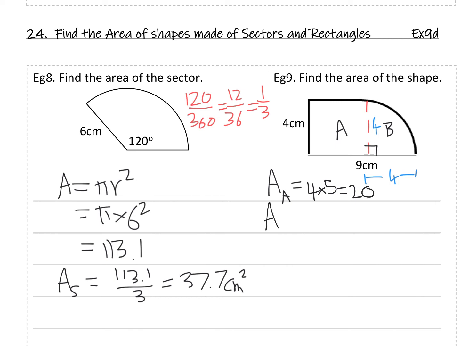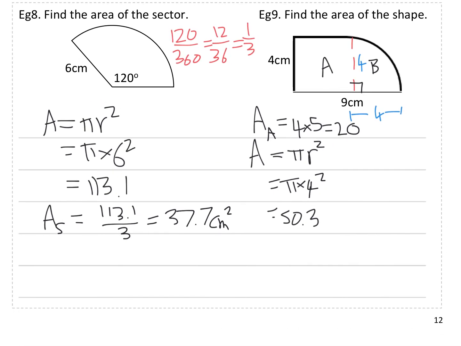Area of B. Well, I'm just going to find the area of the circle first of all. A equals pi r squared. So that'll be pi multiplied by the radius, which we said was 4. So pi times 4 squared, that'll give you 16 pi, or 50.3 to 1 decimal place, or to 3 significant figures.